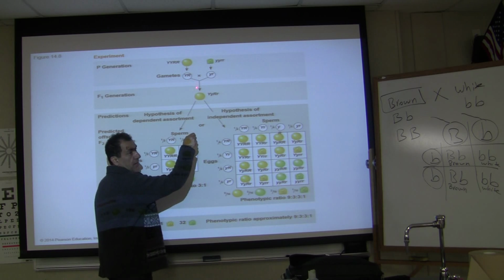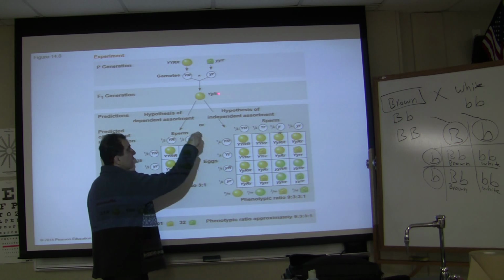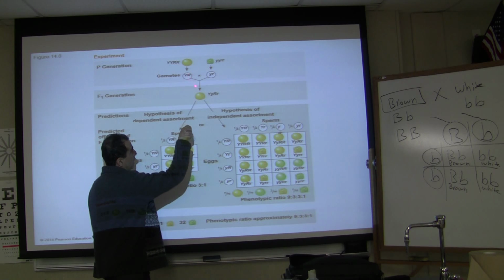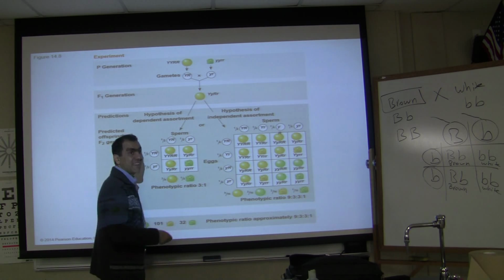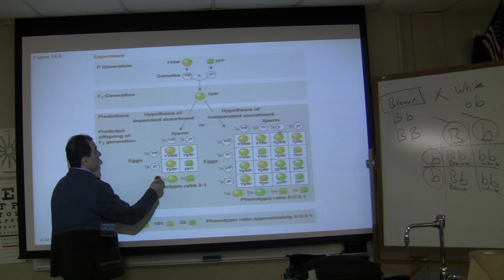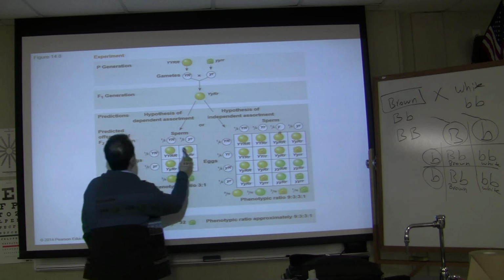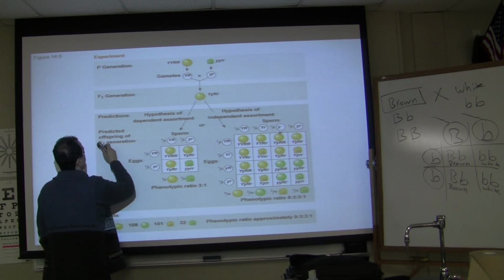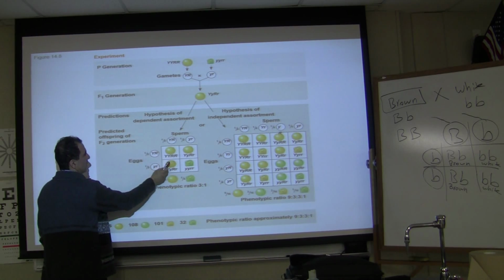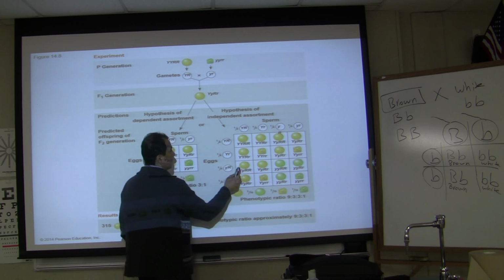You all know what I'm talking about. You have to be able to set it up, and if you don't know, please ask me. I'll put it on the whiteboard. Capital Y, small y, capital R, small r, right? He crossed them together. When he crossed them together, then, of course, the hypothesis of independent assortment predicted offspring of the F2 generation, and this is the F2 generation for a 9 to 3 to 3 to 1.